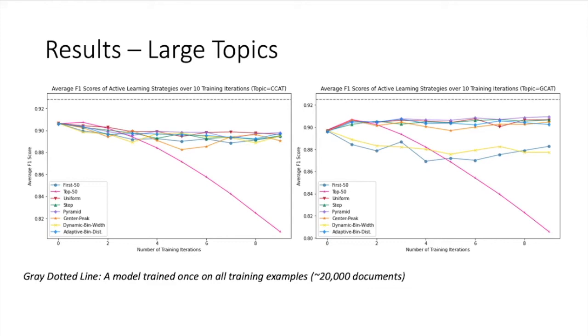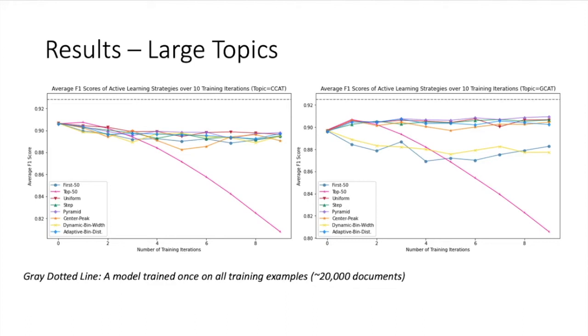So then when we're retraining our model, we're only showing it one class of documents and no documents from the other class, which will cause model degradation, which is reflected here. In the model on the right, we see a similar degradation for top 50, but we also see that the dynamic bin width and first 50 strategies are also a bit lower as well.